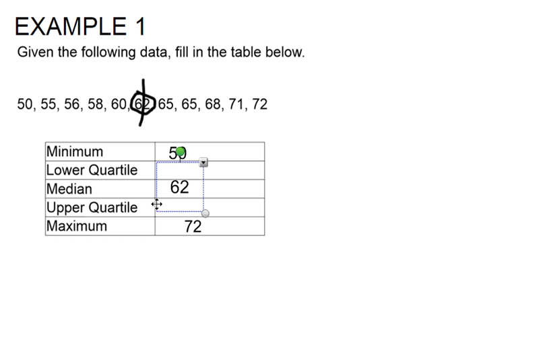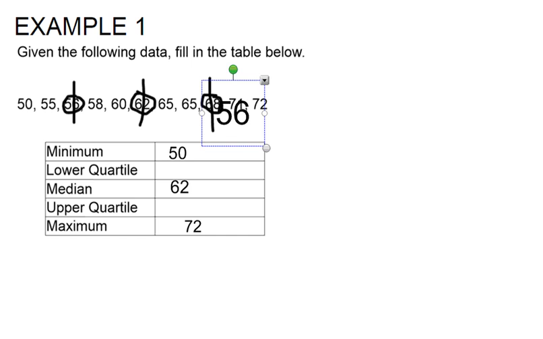And then our lower quartile and our upper quartile is what is left when we cut this in half. So when I cut this in half here, again, directly in the middle would be our 56. So that's going to be my lower quartile. And then up here at the top half of my data, 68 is cutting my data in half. So that's going to be my upper quartile. So I'm going to put the 56. And the 68. And that's how you fill out your five-number summary.